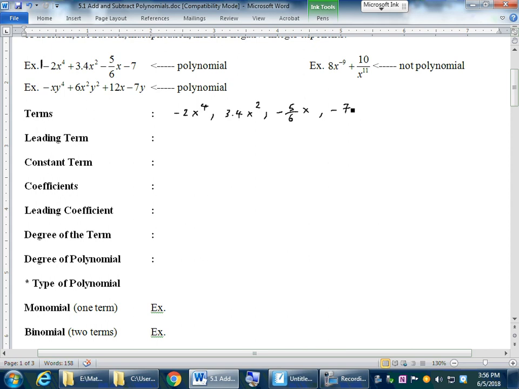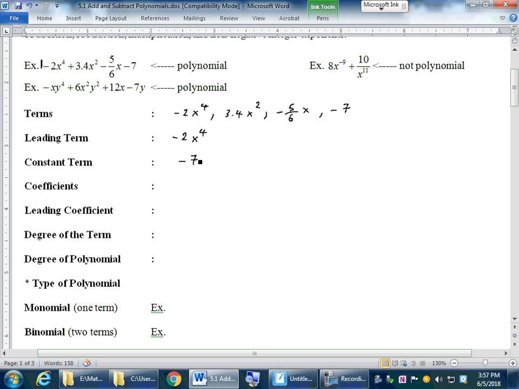The leading term is basically, if you write the polynomial in descending power, the very first term, which is the one that has the highest exponent. So in this case, the leading term is negative 2x to the 4th power. So first you have to write it in descending power. The constant term is the term that does not have a variable, so it will be the last one, which is negative 7.